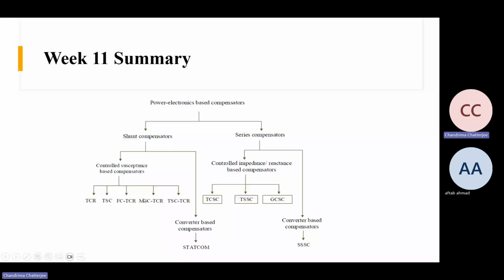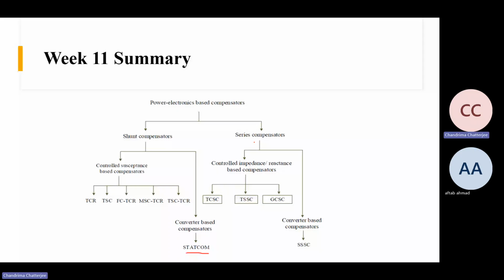And then there come converter based compensators, under which we will study STATCOM, that is static synchronous compensator. This is a shunt compensator. And again, there are series compensators.